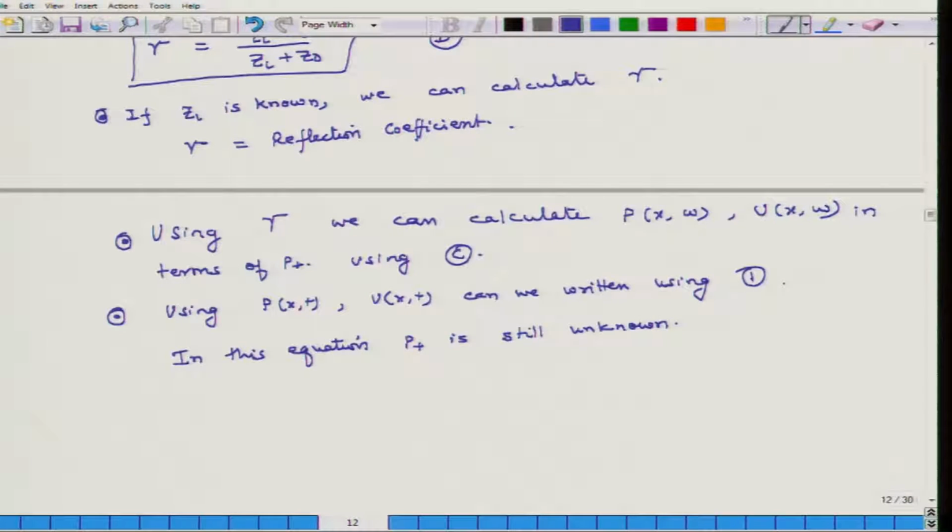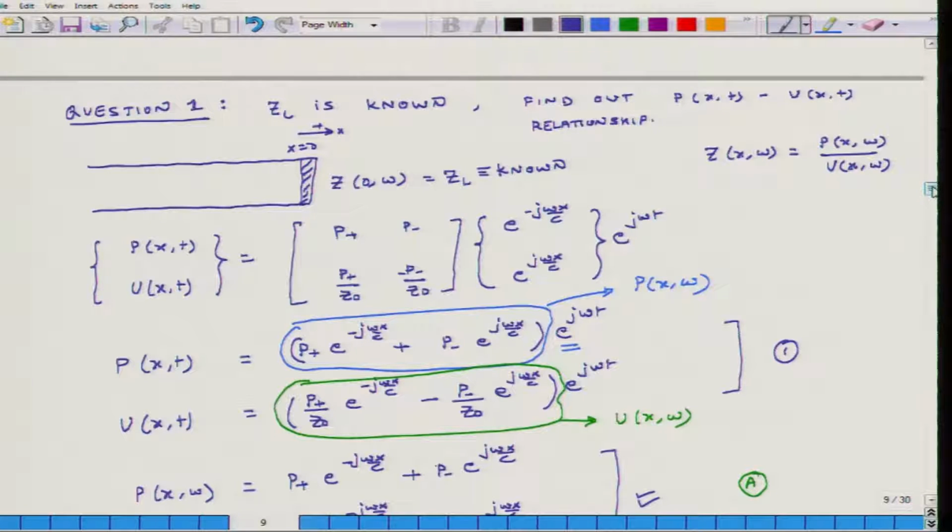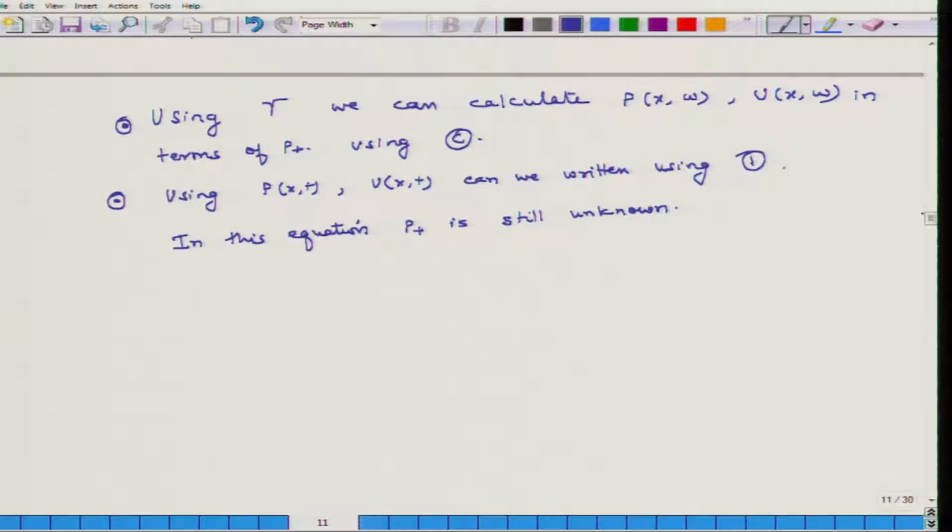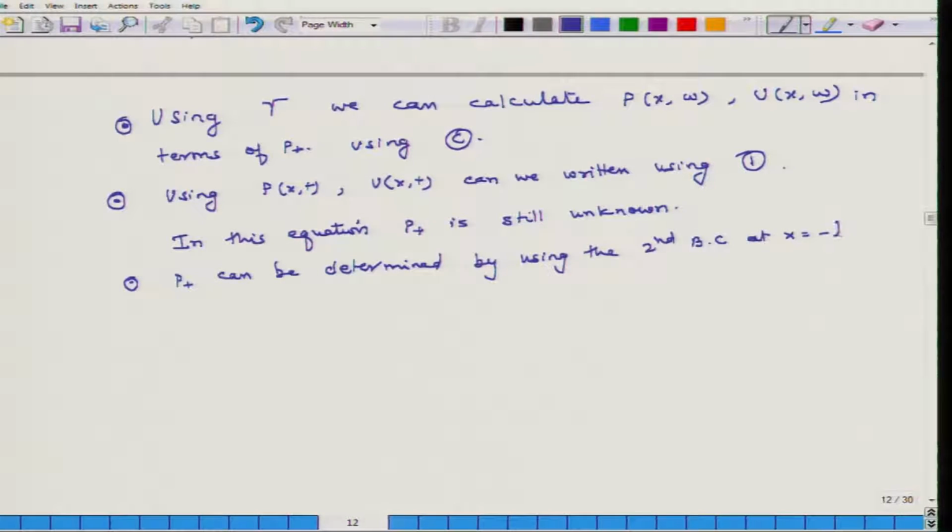How will we get that value of P plus? If there is some sound producing system here, then at this point we have to know what is the pressure or velocity or something, right. In all the situations we need to have two conditions. So far we have applied only one condition, which is that x is equal to 0. We also have to know the condition at x is equal to minus L. So, P plus can be determined by using the second boundary condition at x is equal to minus L.